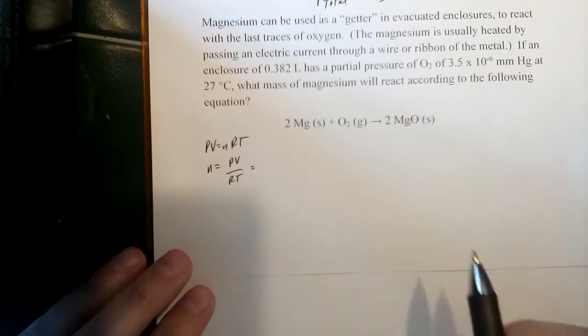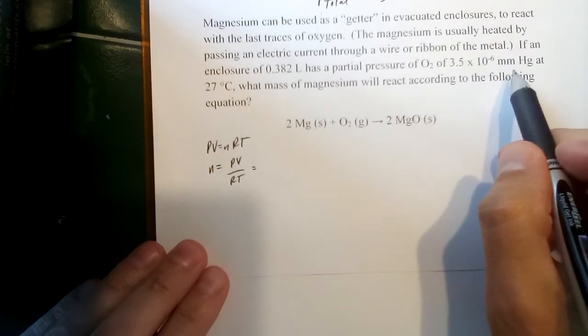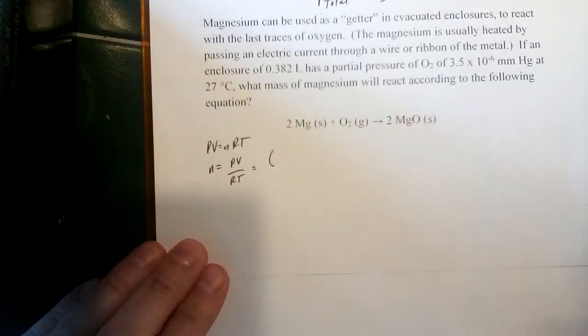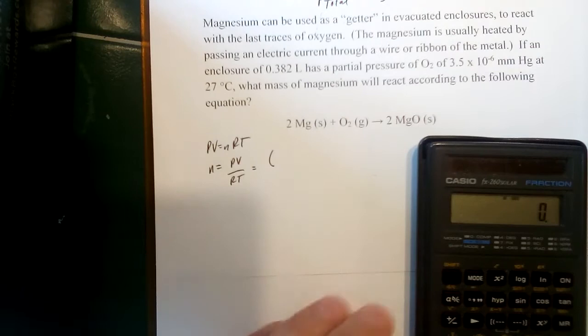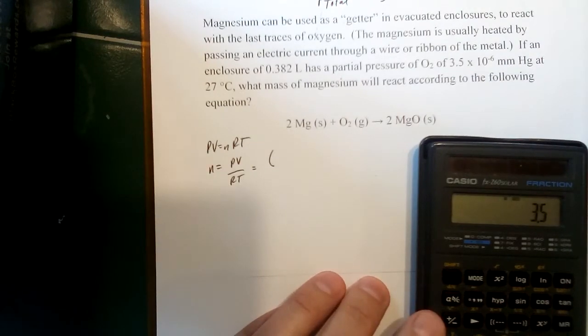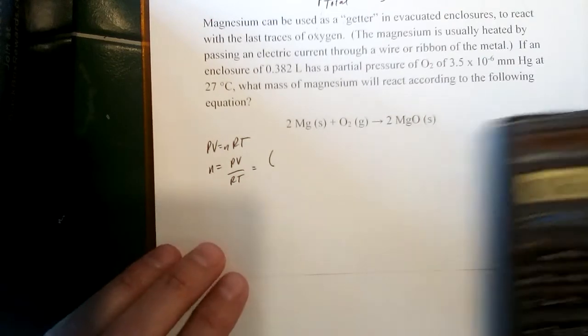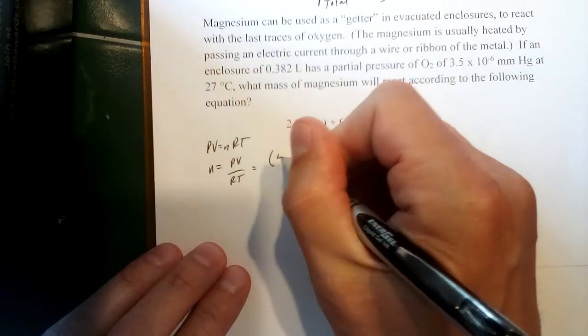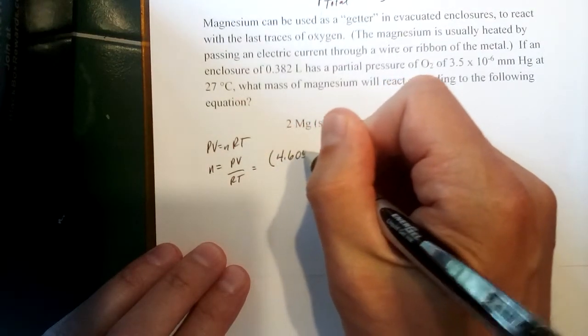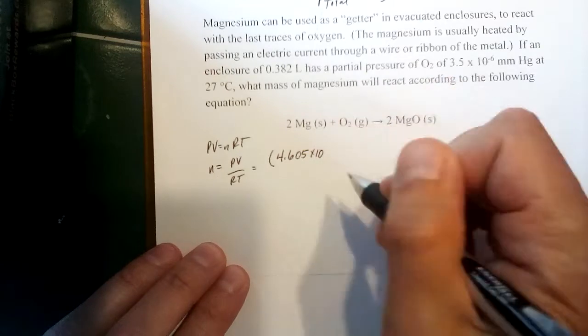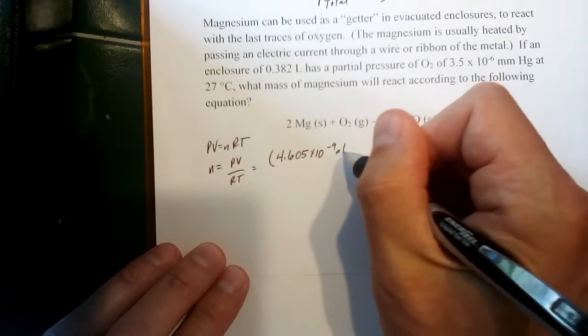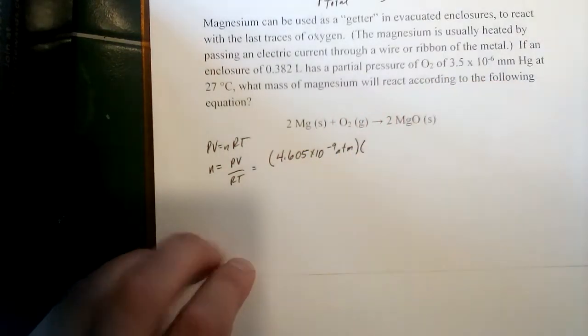Okay, so the pressure here is millimeters of mercury. We want that to be atmospheres. We've done that enough that we ought to be able to do that maybe without writing it down. So let me take 3.5 times 10 to the minus 6th. Right? And then 1 atmosphere is 760 millimeters mercury, so divide that by 760, and that will be the pressure in atmospheres. So it's 4.605 times 10 to the minus 9th atmospheres of oxygen pressure in there.